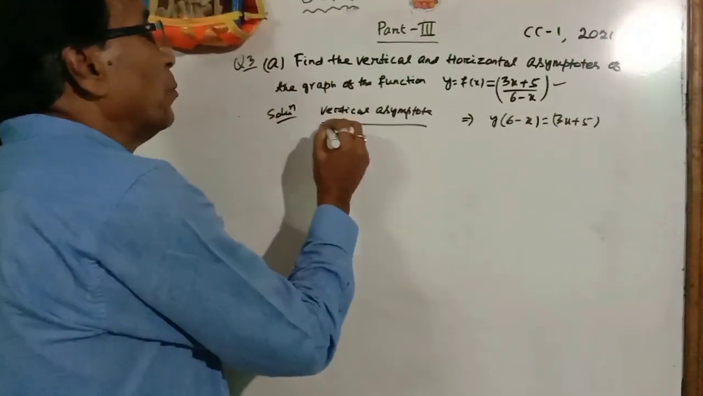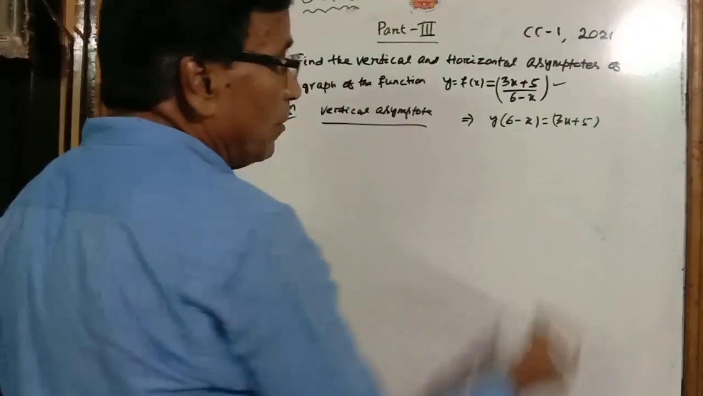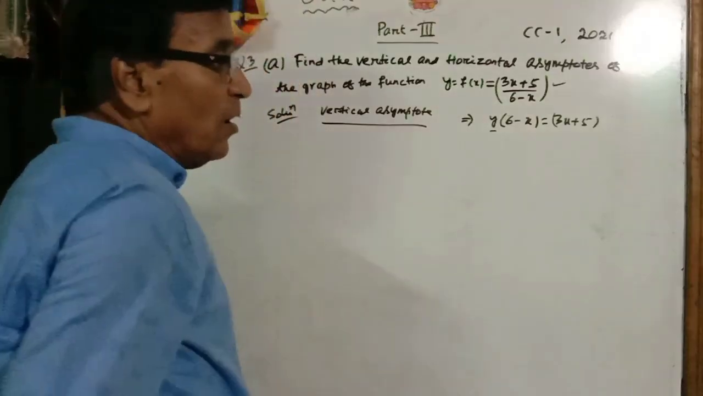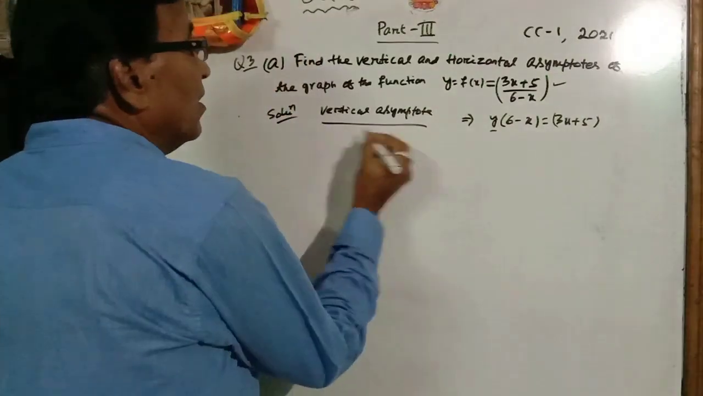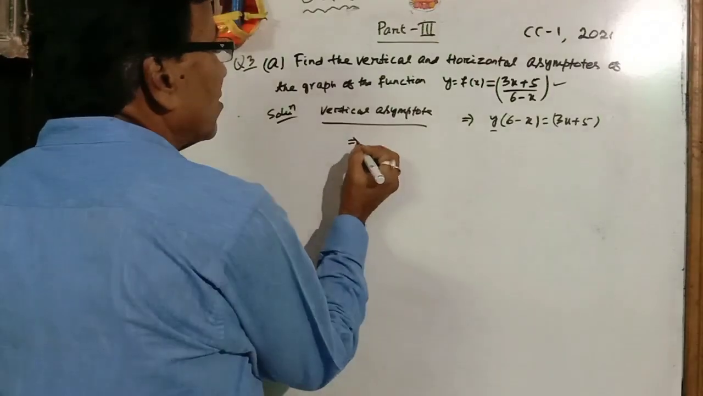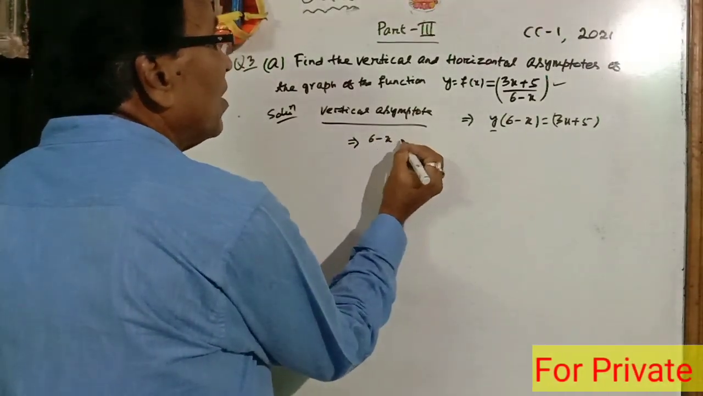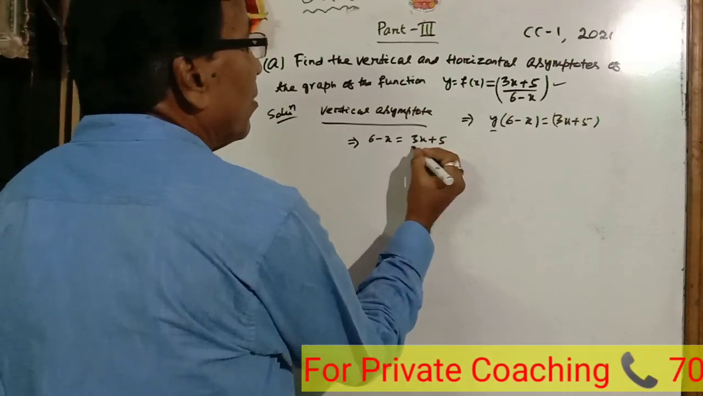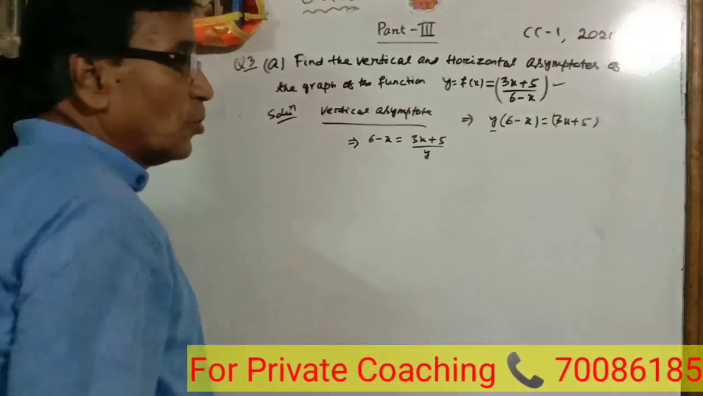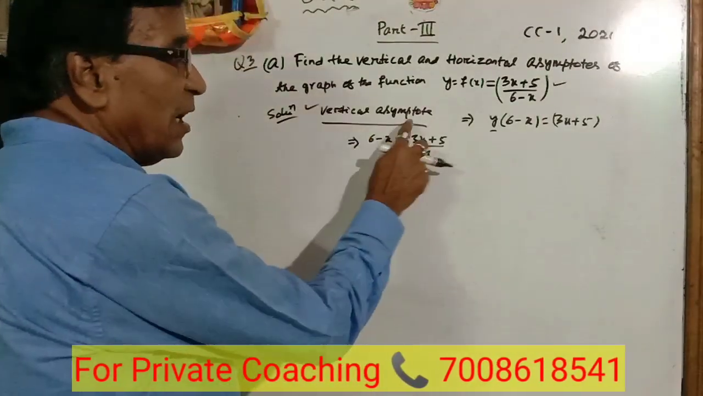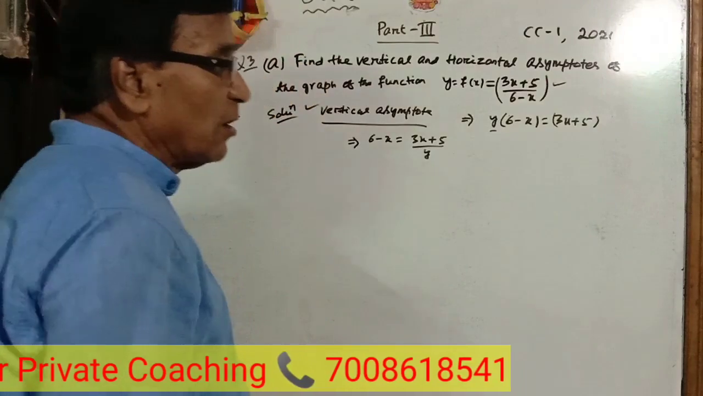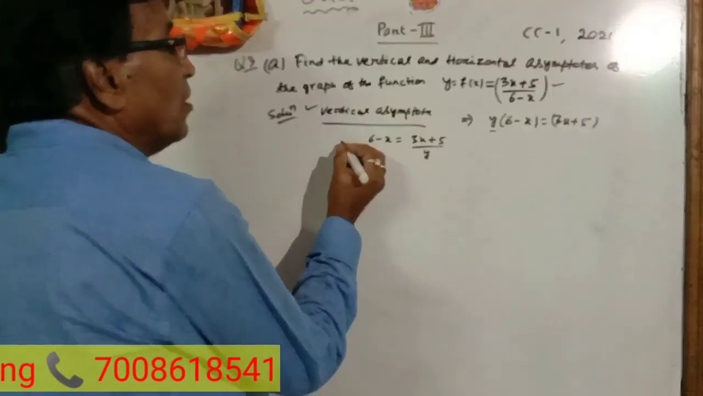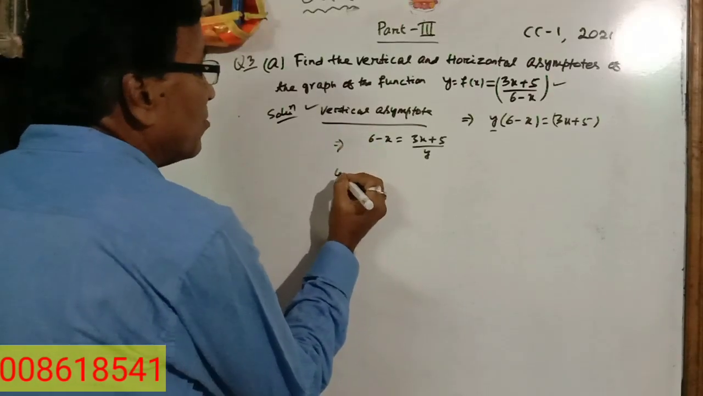So in order to find out the vertical asymptote, first we have to divide the given equation with the highest power of y. Here it is y. On dividing this equation by y, we are getting that 6 minus x is equal to 3x plus 5 divided by y. Then we will take the limit y tends to infinity.